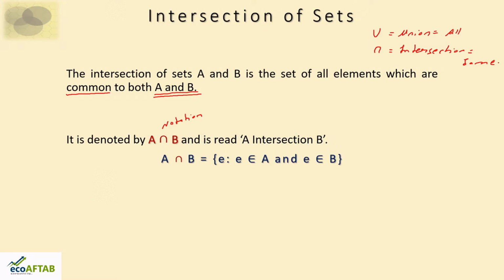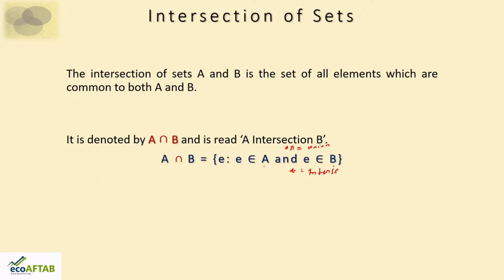So A intersection B in the set builder form, we can write this as: element E belongs to A and the same element E also belongs to B. Here there is no OR. Here there is AND. If it is OR, it is union. Here because it is AND, it is intersection. Hope it is clear.